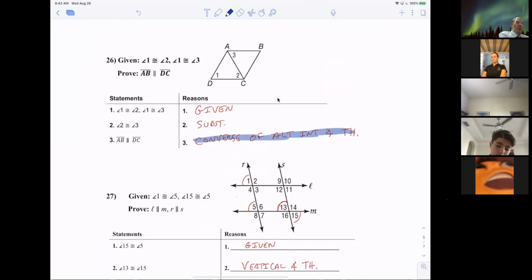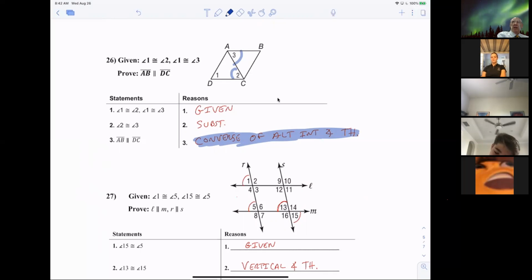The converse of the alternate interior angle theorem. I don't really expect you to know that, right? I would just say that because angle 2 is congruent to angle 3, those are alternate interior angles. So I would say if alternate interior angles are congruent, then the lines are parallel. The original theorem was if lines are parallel, then the alternate interior angles are congruent. Everybody with me? So is the converse true? Yes, the converse is true. If the alternate interior angles are congruent, then the lines must be parallel.